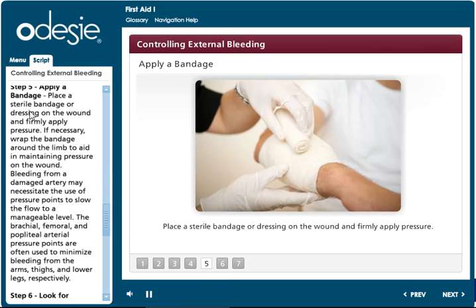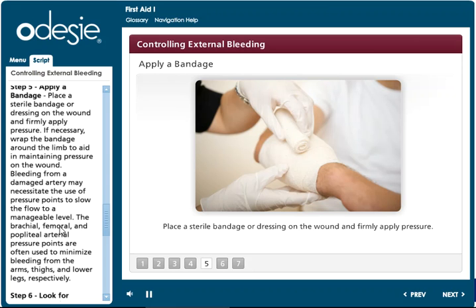Place a sterile bandage or dressing on the wound and firmly apply pressure. If necessary, wrap the bandage around the limb to aid in maintaining pressure on the wound. Bleeding from a damaged artery may necessitate the use of pressure points to slow the flow to a manageable level.